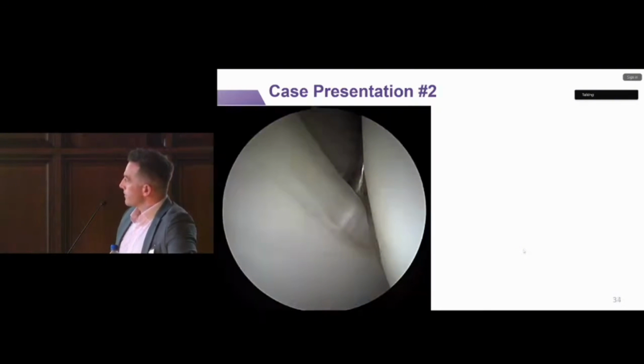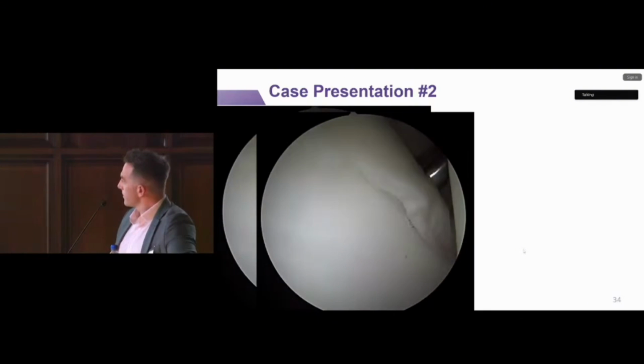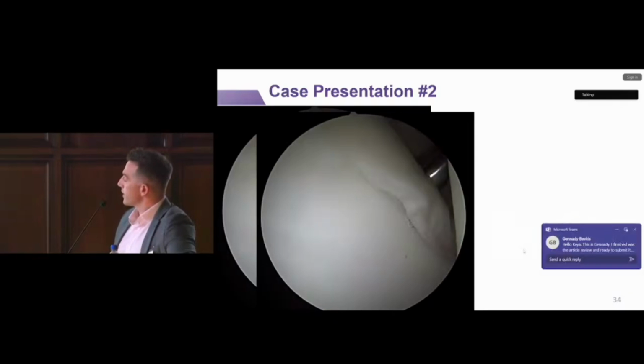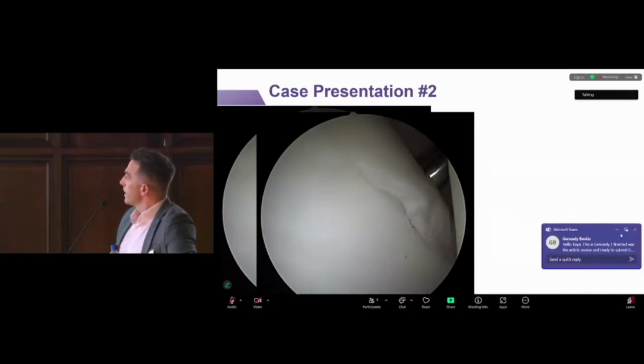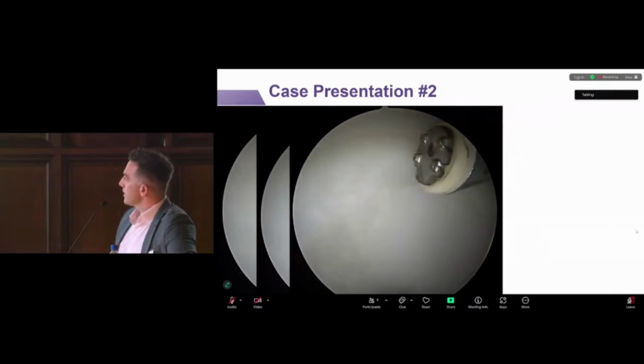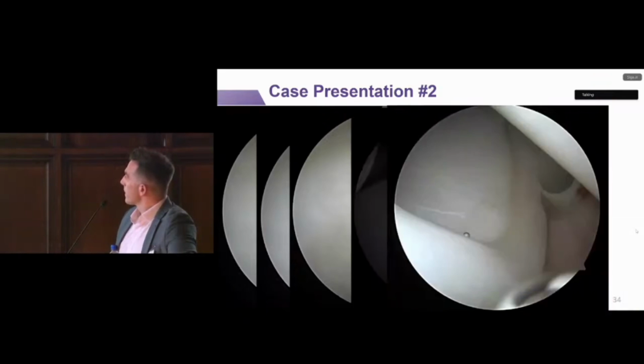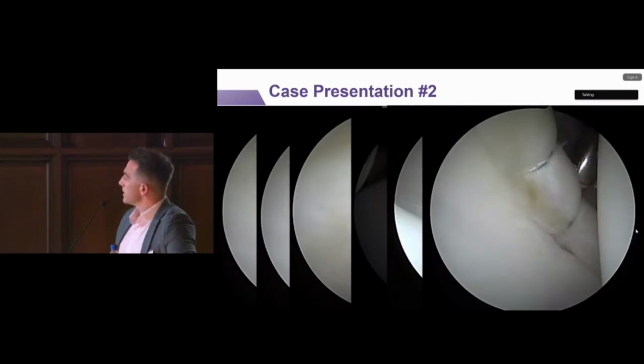So these are arthroscopic photos. She did have an anterior labral tear. The rest of her cartilage looked good. We placed 2 anchors and associated sutures to repair it.